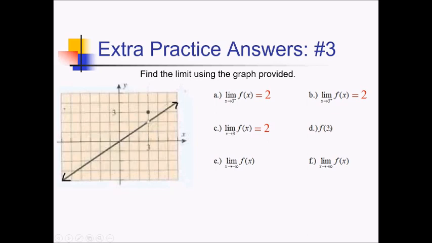F of 3, that's the value of the function at 3. For that, we look at the solid dot, which happens to be up at the y value 3, so that's actually different than what the graph was approaching, different than the limit.